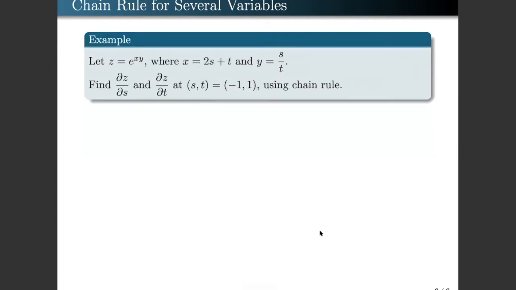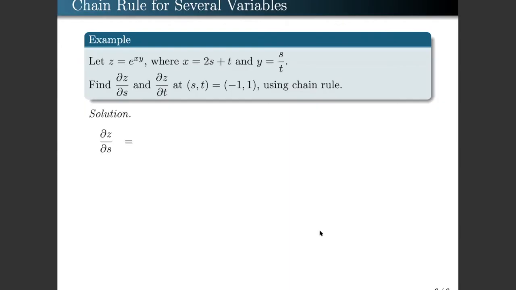To illustrate, let's answer this problem. We have z is equal to e to the xy, where x is equal to 2s plus t, and y is equal to s over t. Find the partial of z with respect to s and the partial of z with respect to t using chain rule. Assume that s is equal to -1 and t is equal to 1.